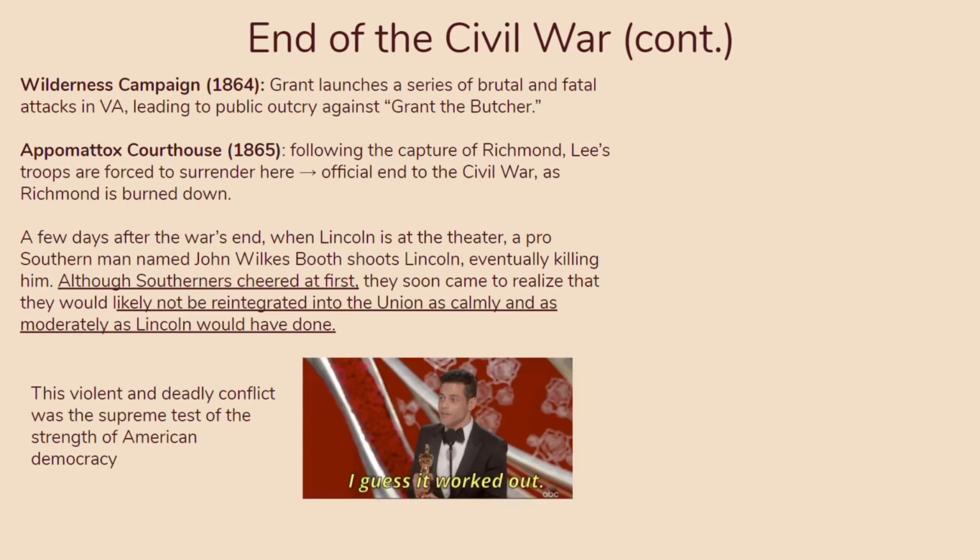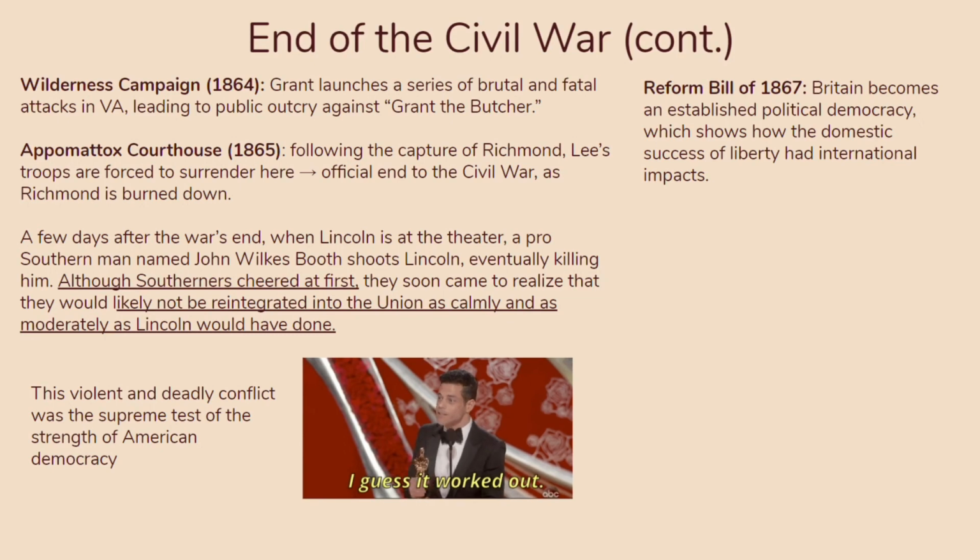So countries that had at first doubted whether America's political experiment in democracy would even work were sort of silenced now, because they realized, yes, although there was this incredibly bloody conflict, democracy had prevailed and America had created a sustainable political environment. And last thing you need to know about is the Reform Bill of 1867, where Britain becomes an established political democracy, which shows how the domestic success of liberty had international impacts.